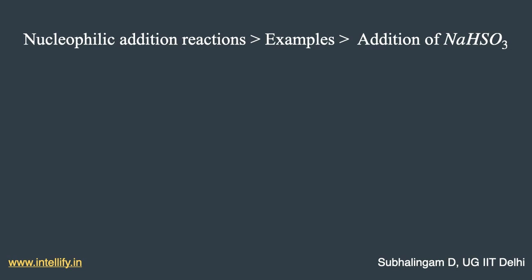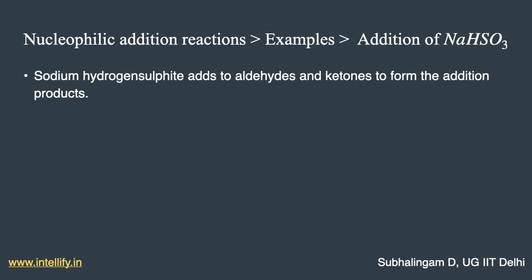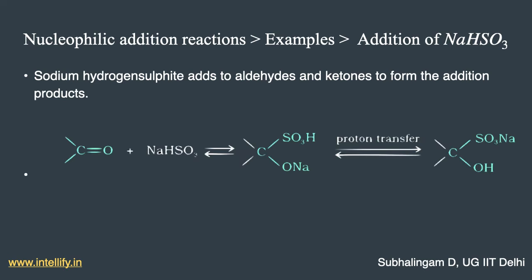Now let's see addition of NaHSO3, that is sodium hydrogen sulfite. Sodium hydrogen sulfite adds to aldehydes and ketones to form the addition product. So this is what happens. We have a carbonyl group treated with NaHSO3, we get the tetrahedral intermediate, and with proton transfer we get the addition product.